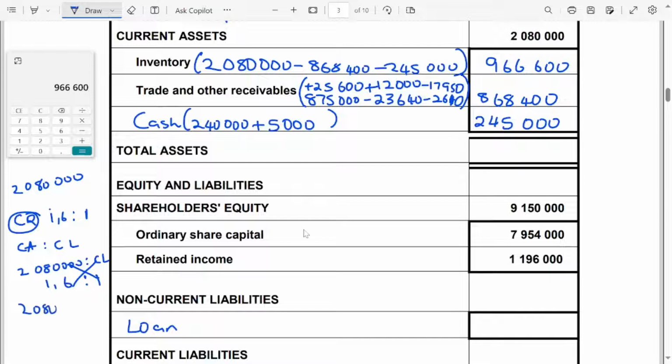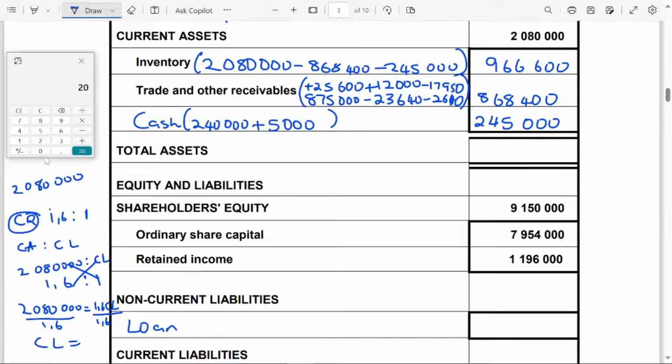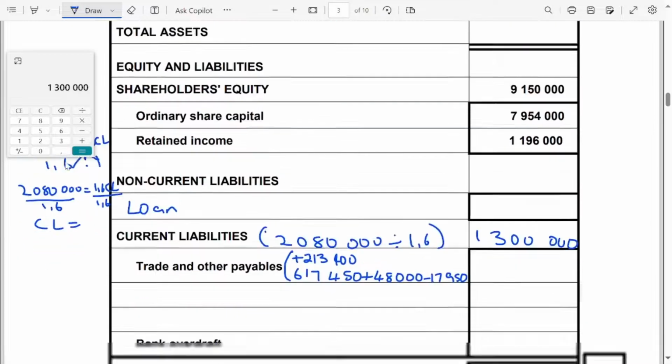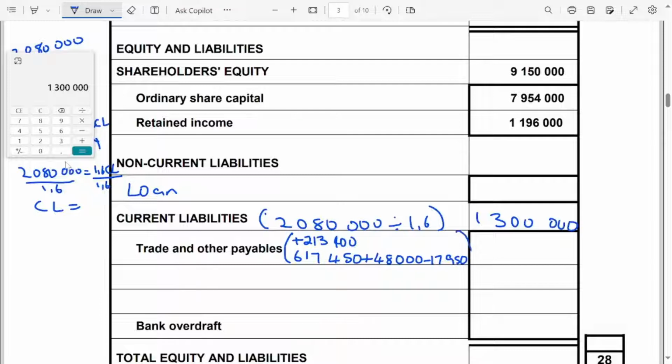2,080,000 is 1,6 current liabilities. Then I will have to divide both sides by the 1,6. So now current liabilities is going to be how much? 2,080,000 divided by 1,6. That is going to be 1,300,000. So now we have found the current liabilities, right?